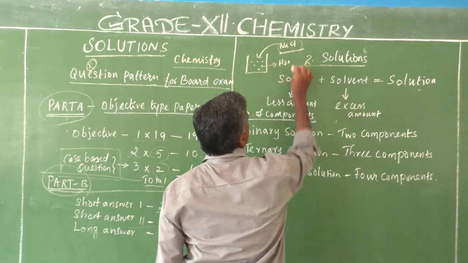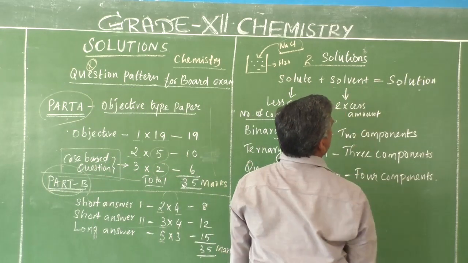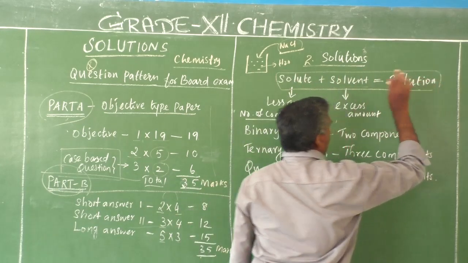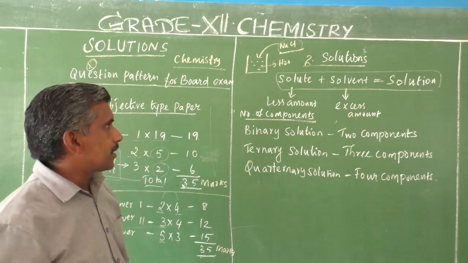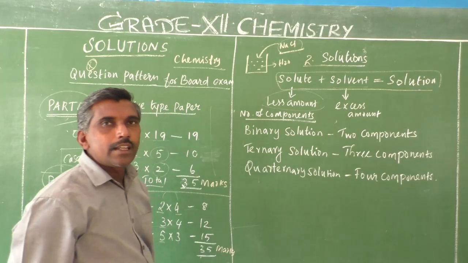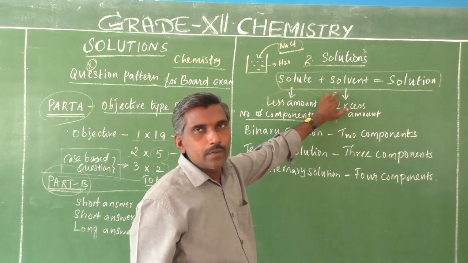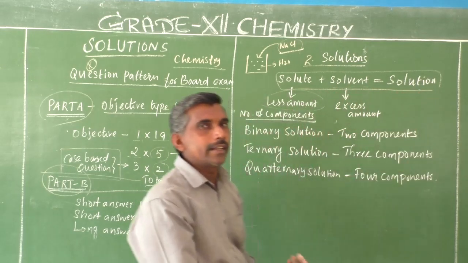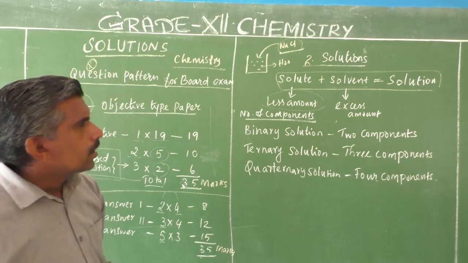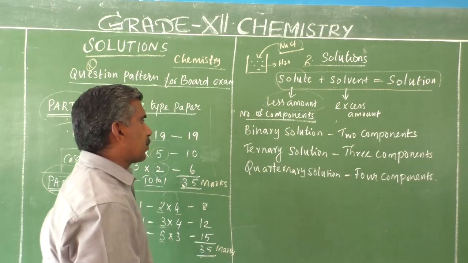Here, what is the solute? Sodium chloride is the solute. What is the solvent? Water is the solvent. That is a solution. We are discussing this lesson. The solute is present in a lesser amount, dissolving in an excess amount of solvent, to give the solution. Solutions can be classified based on the number of components.